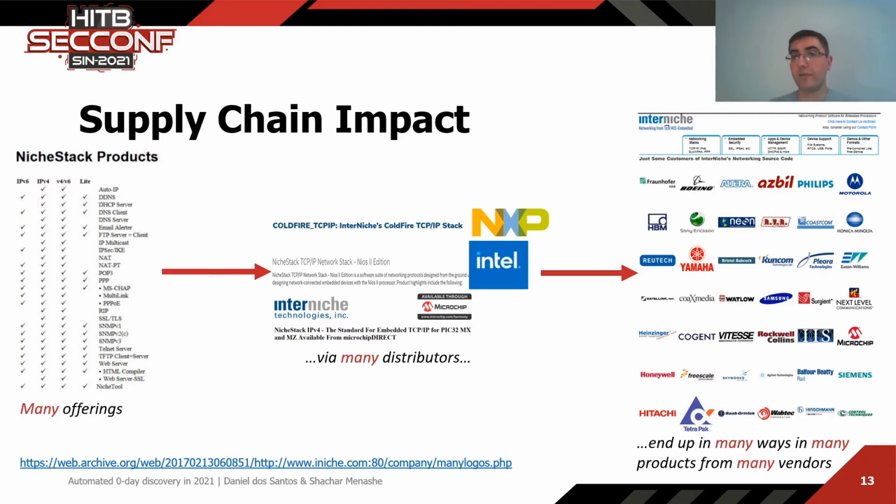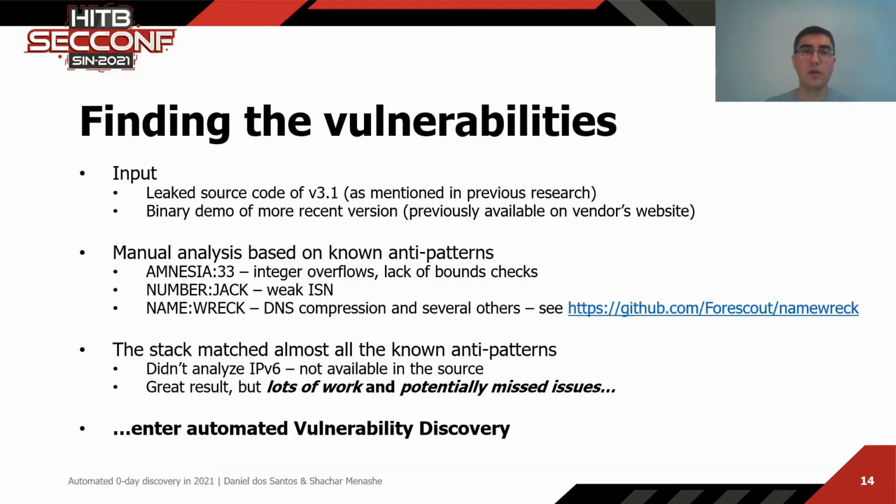So how did we actually find these vulnerabilities? We had two types of input. We had the leaked source code of a previous version called 3.1 that we mentioned was used in previous research by Ali Abbasi and others. We had a binary demo of a more recent version that was previously available on the vendor's website. It was taken down now, but it was publicly available at the time of this research.